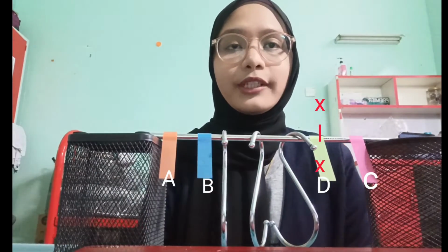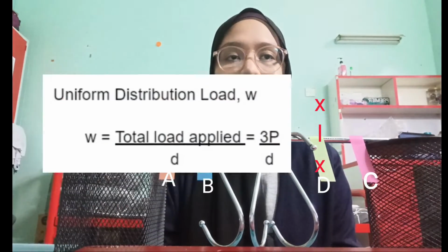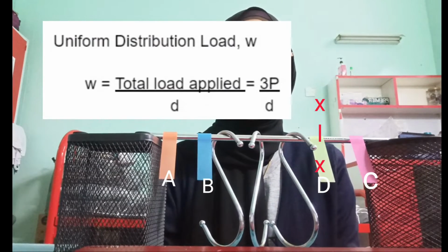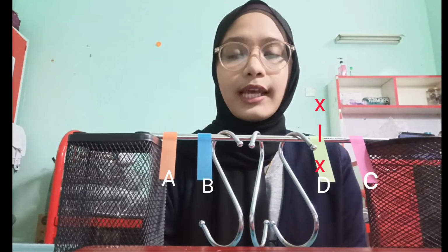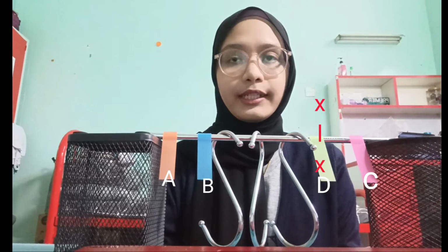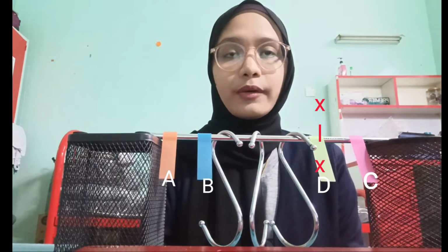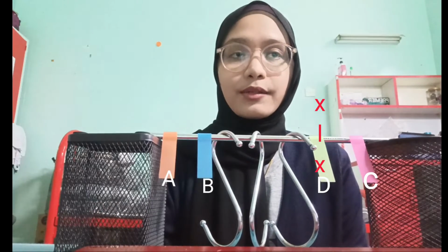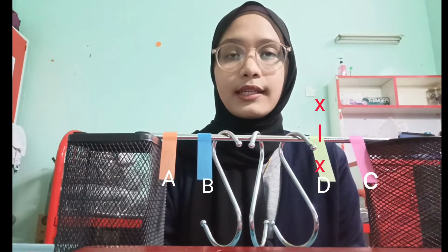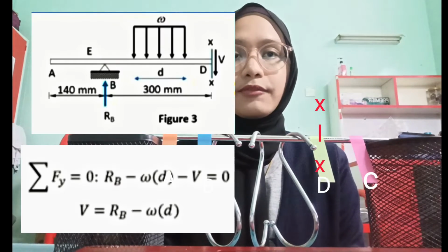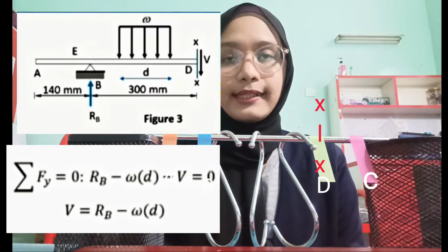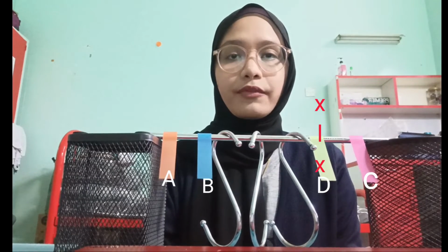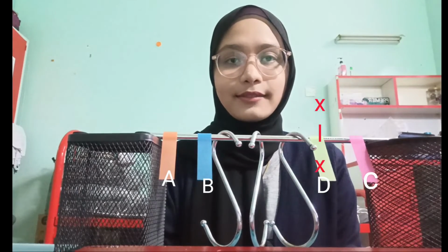Then, the uniform load W is calculated by using the formula total load applied divided by total distance. The value of shear force at section XX is calculated by, firstly, obtaining the reaction RB using this formula. Next, we can calculate the shear force at section XX by using this formula. Lastly, the calculated value of shear force is compared with the measured shear force at section XX.